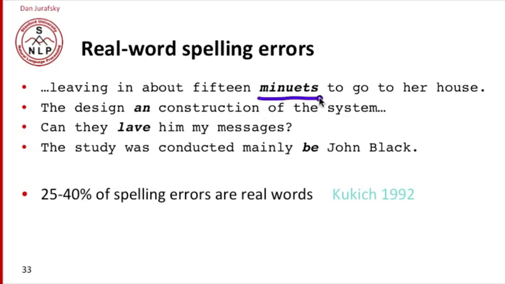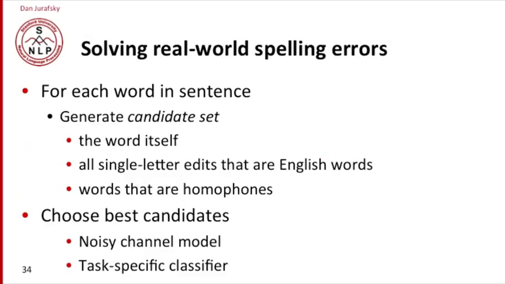the word minutes is misspelled as minuets, a perfectly reasonable English word. The word and is misspelled as the word an, a very common English word. Leave as lave, buy as be, and so on. So not only are these English words, but some of them are quite common and frequently used English words. So solving the real word spelling error task is a much tougher problem.